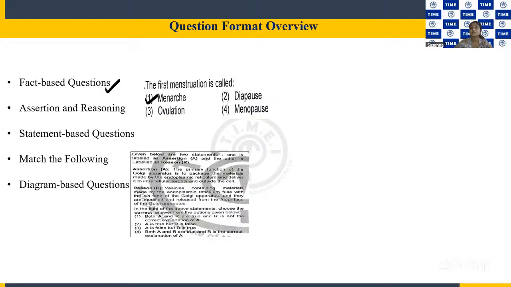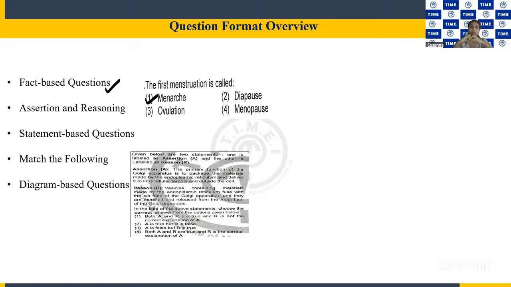So this is very important. If you want to answer these questions, the concepts that they are talking about in the question, that is the assertion and the reason, should be very clear. Clarity of concept is very important while answering assertion and reasoning questions.